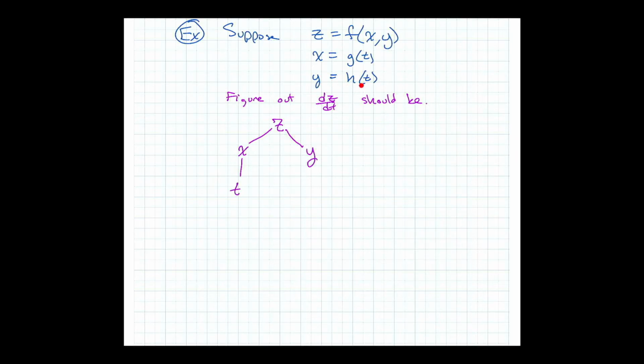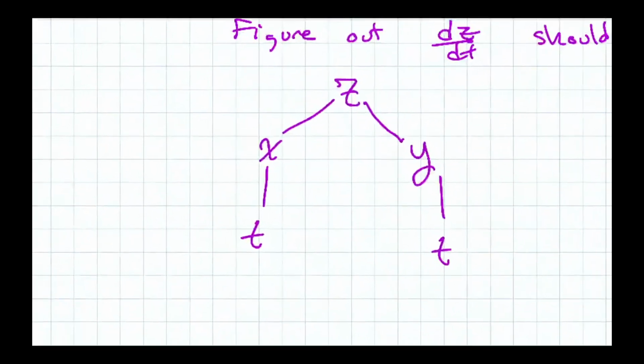And y also depends on the variable t, like that. So then, if you want to figure out what dz dt is, you basically take every path that goes from z to t, and each line in here is a derivative. Now, when I say each line is a derivative, what do I mean by that? Well, what I mean by that is like this.